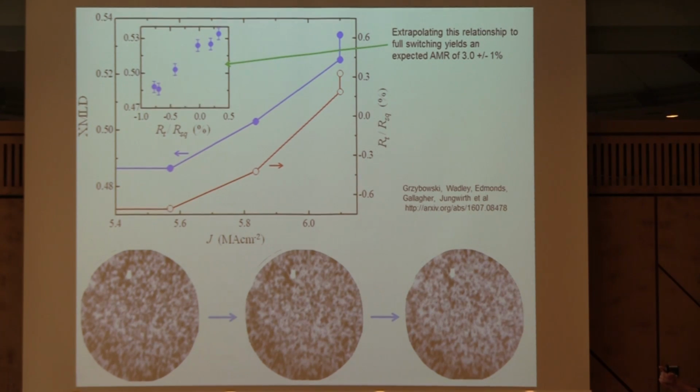And if one extrapolates that, it does have large error bars because it's quite a long extrapolation, to the case of the maximum XMLD switching, you can estimate that the size of the AMR predicted for a coherent switch of the entire system will be about 3%, which is pleasingly large, but not unreasonably large.